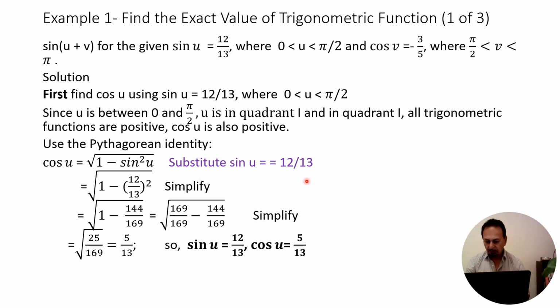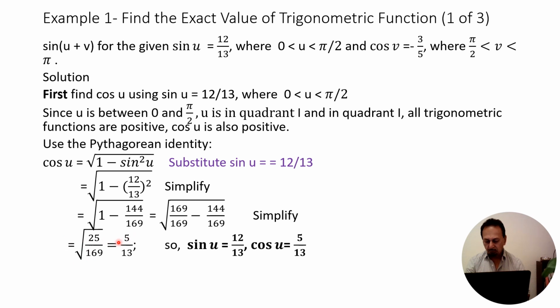Now I substitute sine u equals 12 over 13 here. So this becomes the square root of 1 minus (12 over 13) squared. Now simplify: 12 squared is 144 and 13 squared is 169. So you have the square root of 1 minus 144 over 169. Now we rewrite 1 as 169 over 169, and now we can subtract. So 169 minus 144 is 25 over 169, and now it's the square root.